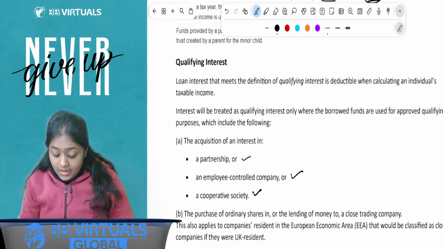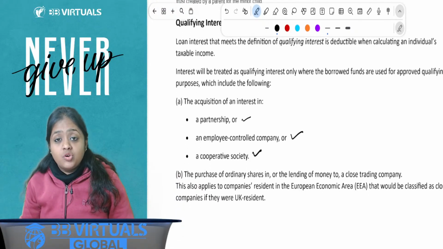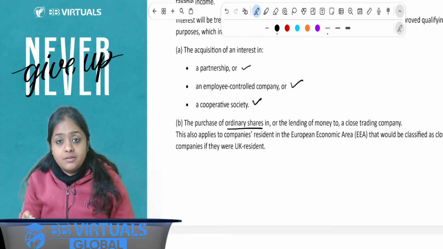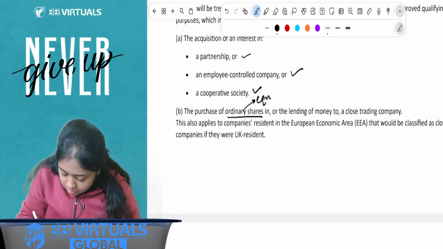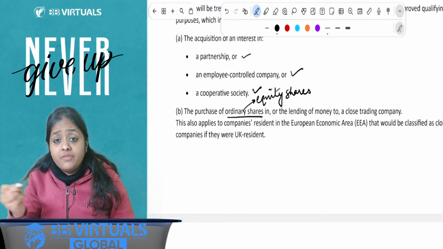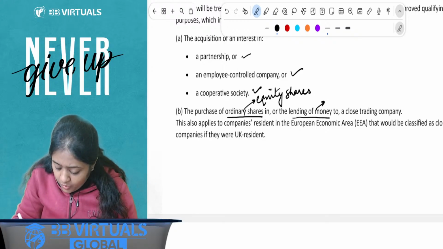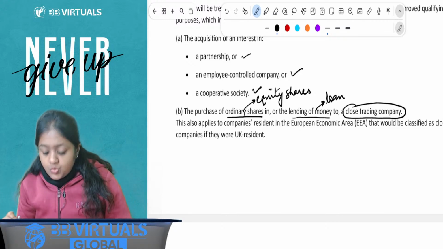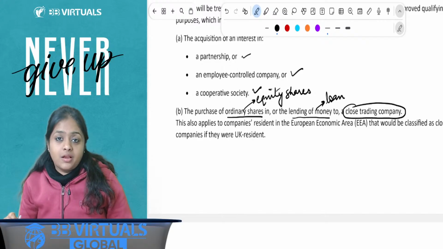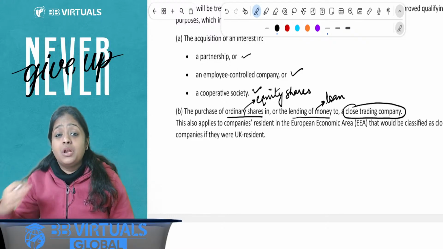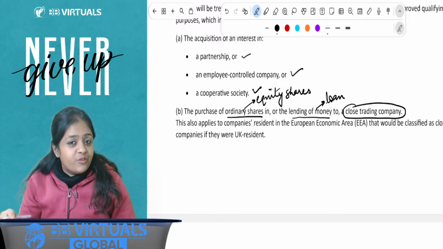Now apart from this, there is one more point in ATX. ATX says qualifying interest relief is also given on the loan taken for purchasing ordinary shares. Ordinary means equity shares. Either you're purchasing the equity shares in that company or you're giving a loan to a closed trading company. Okay, to a closed trading company. Now what is a closed trading company? I need to explain that later in the syllabus, because closed trading company requires me to make you understand more concepts. So just keep this definition on hold.